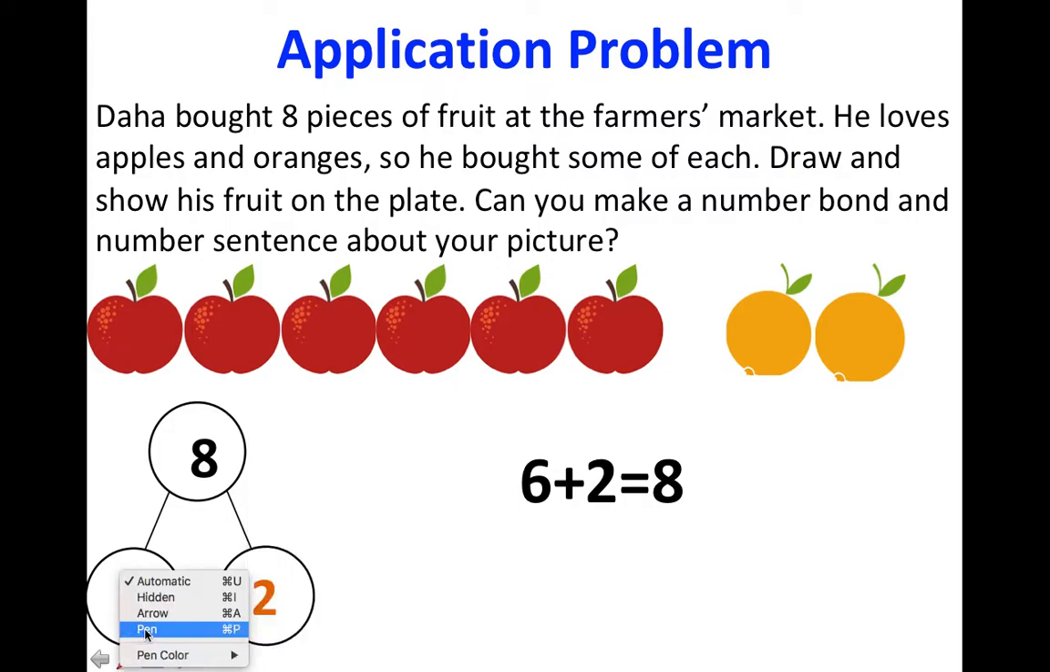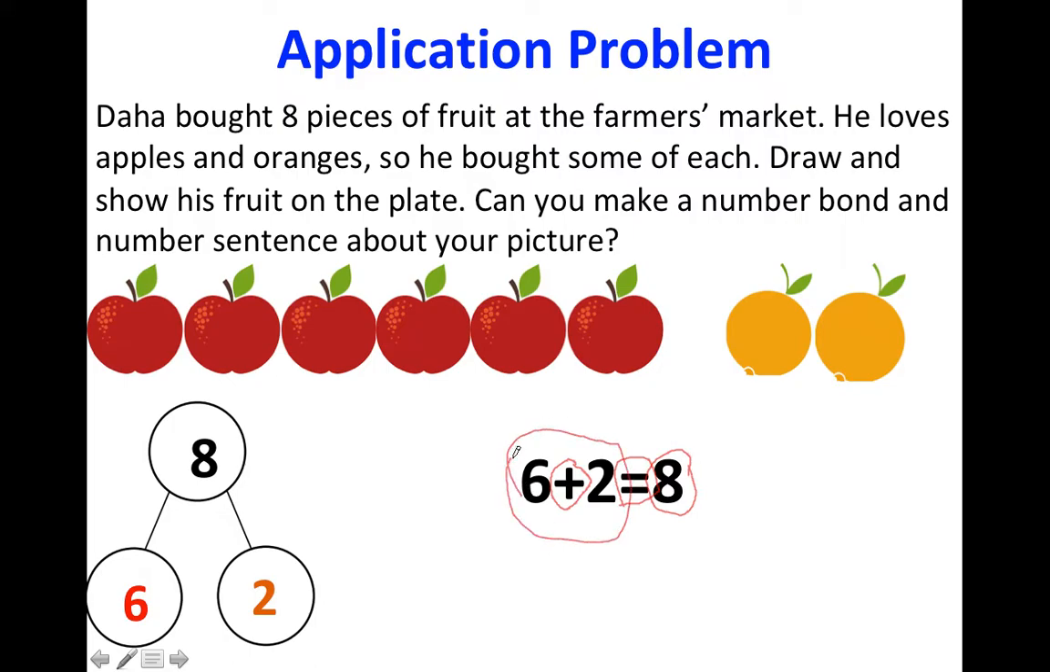Remember, when we are adding or when we are finding all together, we have to use a plus sign. And to find the answer, we always have to use equals. So the number sentence for my picture will be 6 plus 2 equals 8. You might not have had 6 and 2. You might have 5 and 3, or 7 and 1, or 4 and 4. Remember, as long as the whole or the answer is 8 altogether, the numbers we come up with can be different.